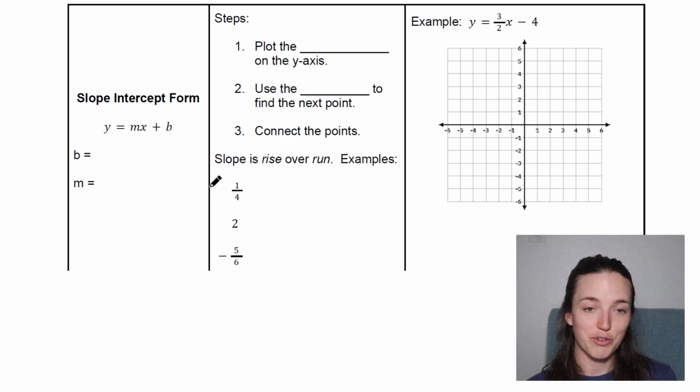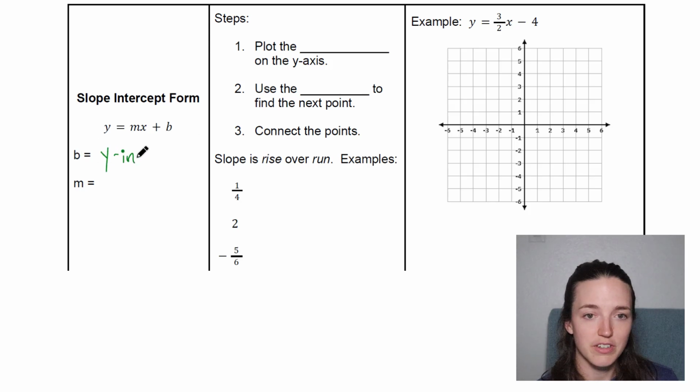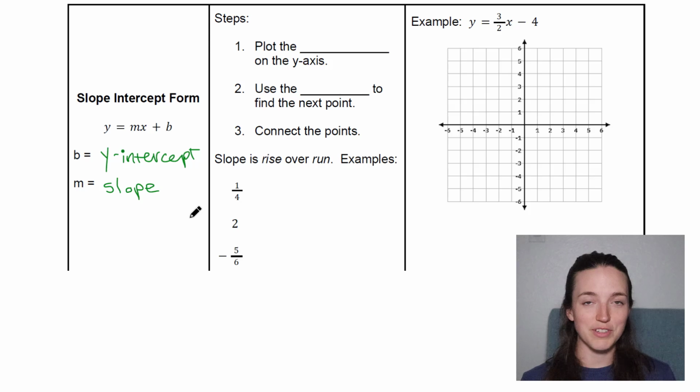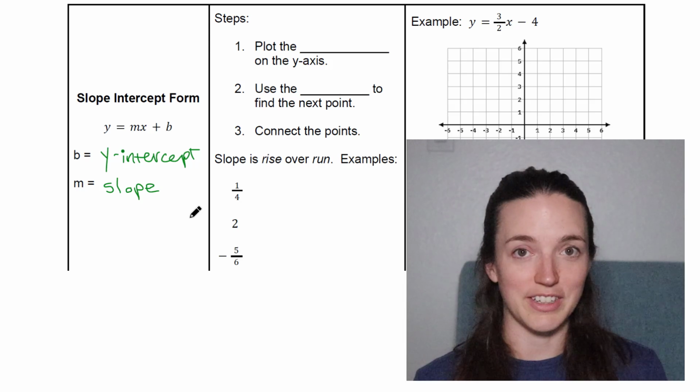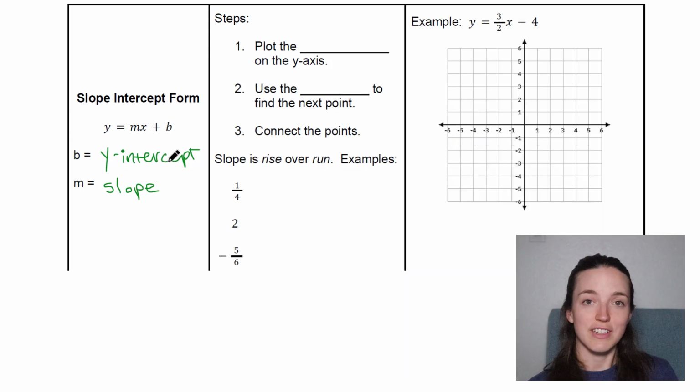So slope-intercept form looks like this: y equals mx plus b. The b represents the y-intercept, and m represents slope. And no, I do not know why the word slope is represented by the letter m. Couldn't tell you. Now, when you have a line written in slope-intercept form, here's the steps you need to follow.